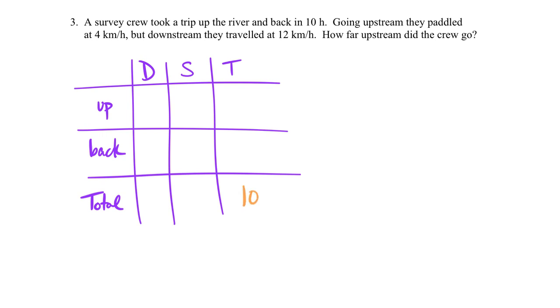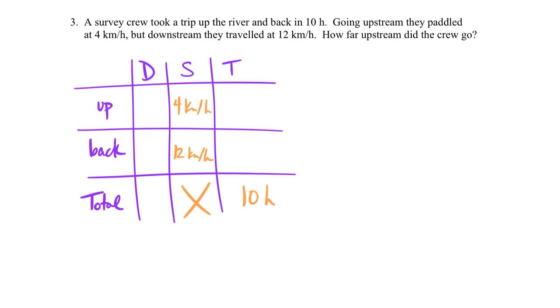So I know my total time was 10 hours. Going upstream, we could only go as fast as 4 kilometers an hour. Downstream, we could go a lot faster, 12 kilometers an hour. My total speed doesn't matter. How far upstream did the crew go?